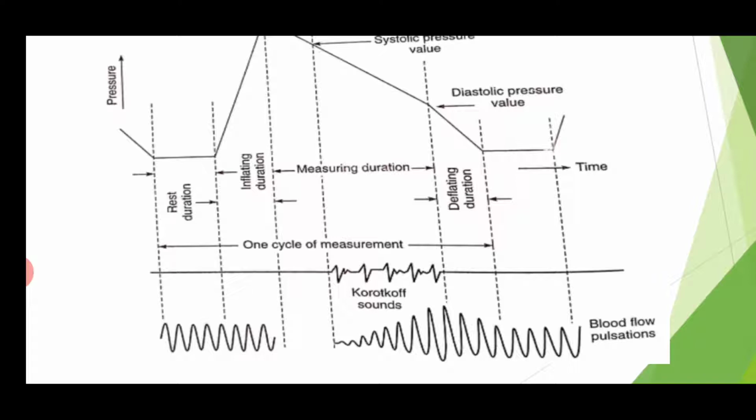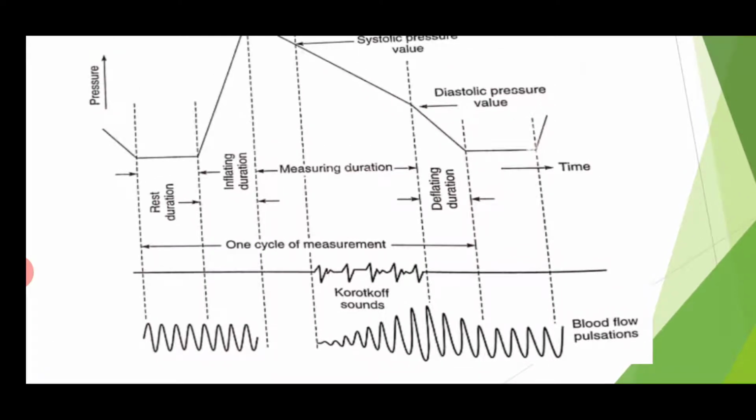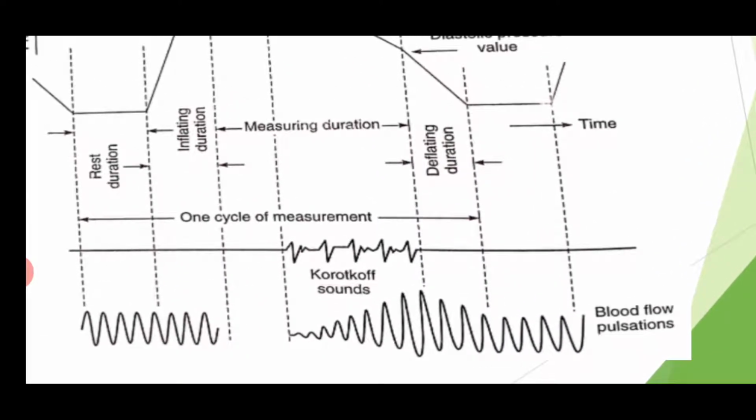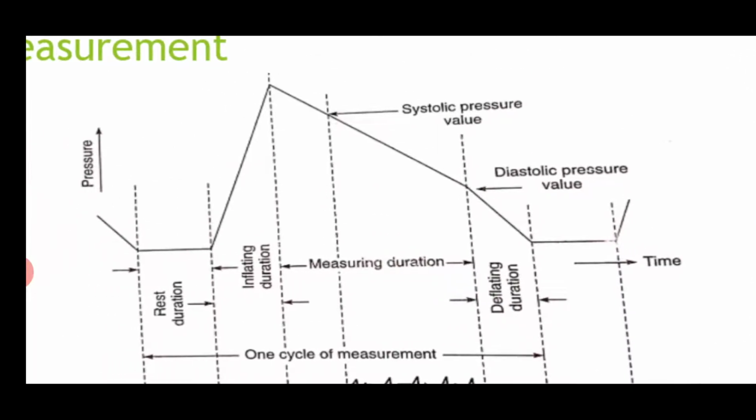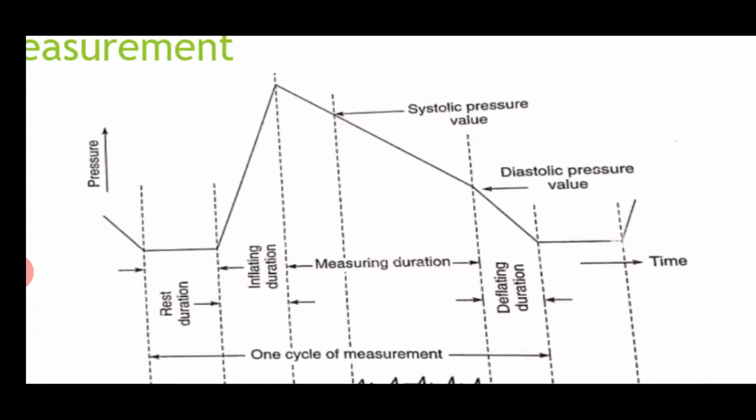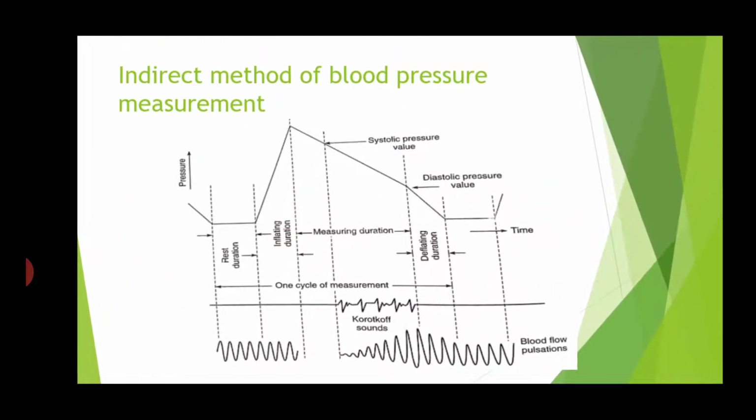Otherwise you are getting a different type of sound. So at that point we are getting completely normal flow of the blood. So these 2 points are considered as the systolic pressure and diastolic pressure. So whenever you draw the waveform, these small things you have to remember.